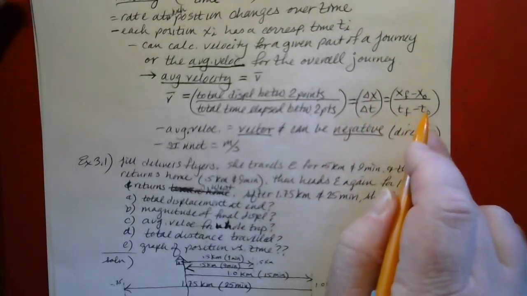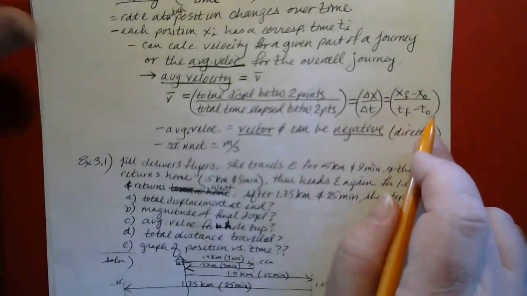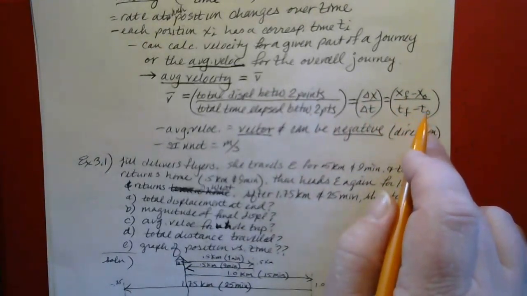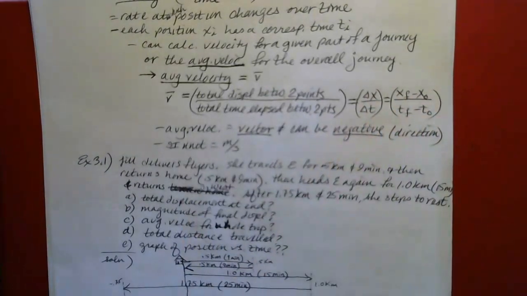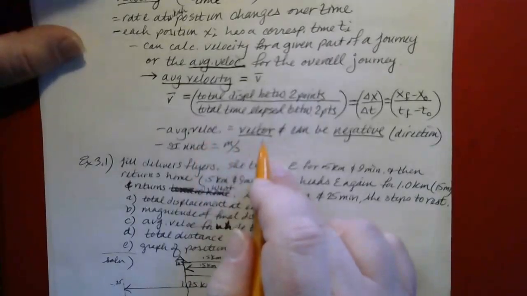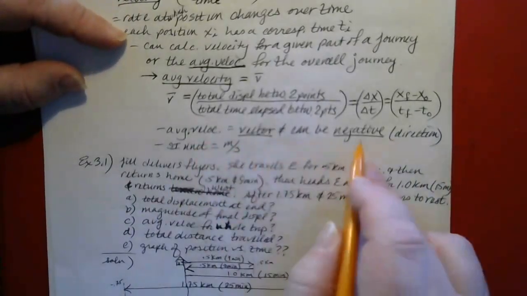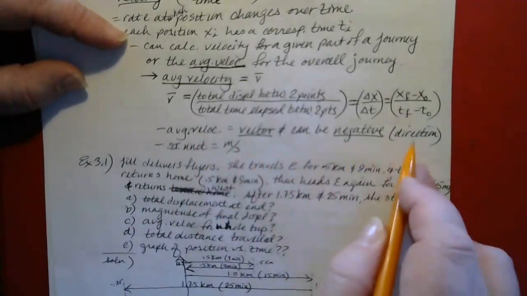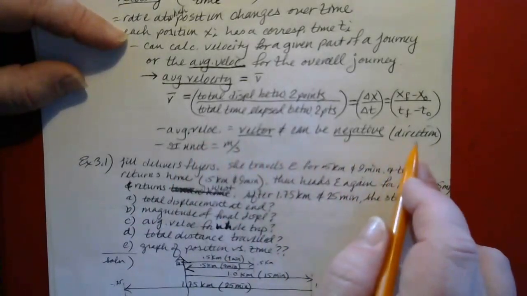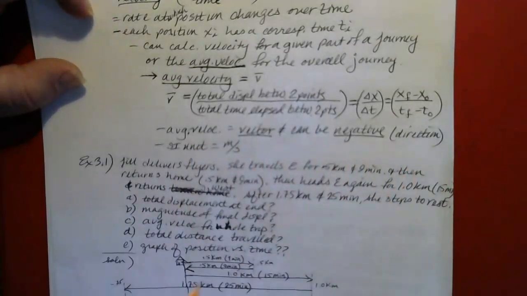A lot of times the initial time will be 0, which makes things a little easier, but not always. The average velocity is a vector, like any kind of velocity is, and it can be negative. But again, negative tells you the direction, not the magnitude.